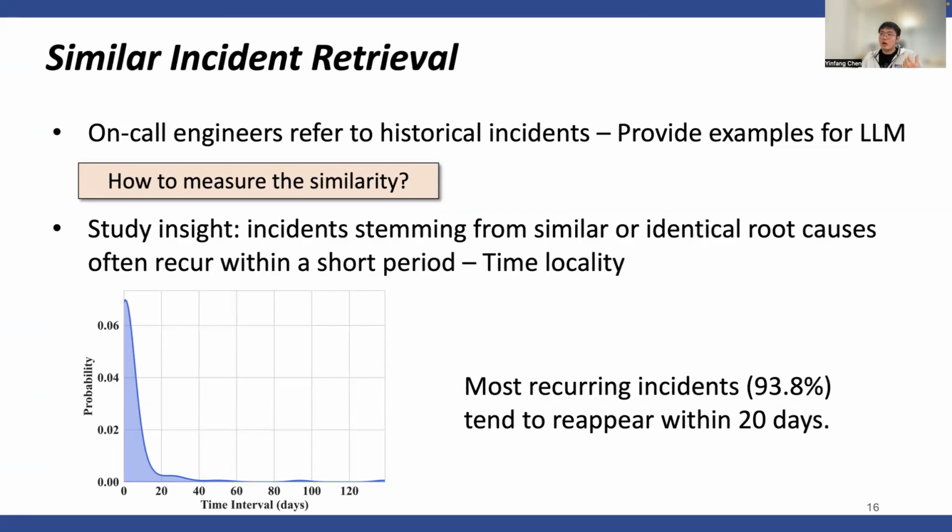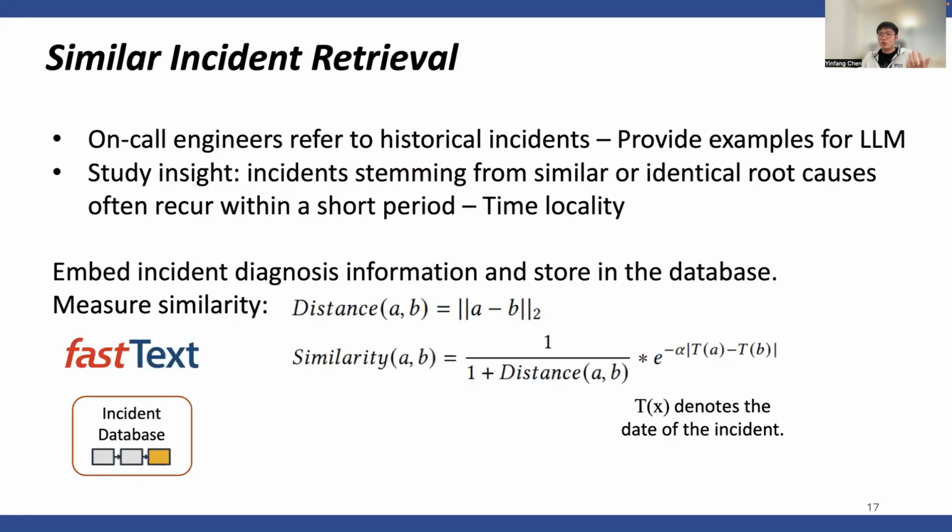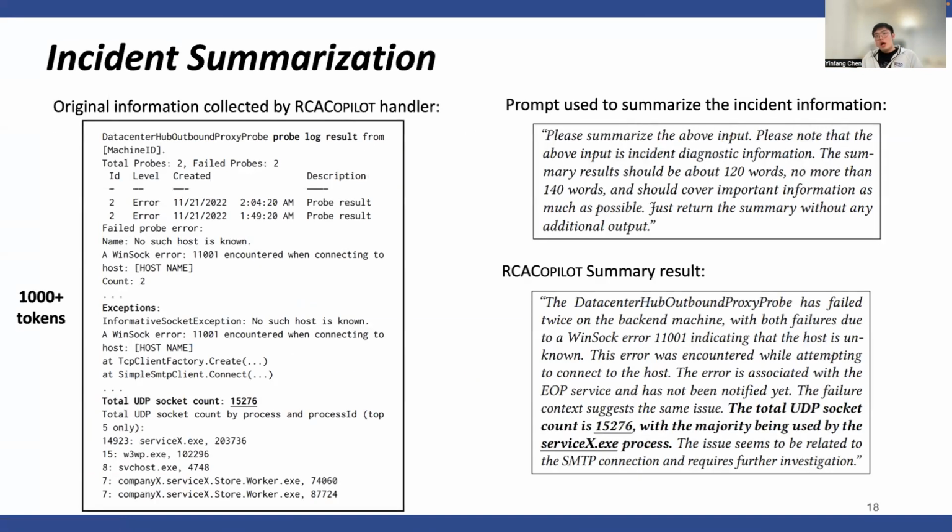So this time locality makes us come up with a new formula. This is the formula we use to calculate the similarity. Basically, we not only calculate the distance between the two embedded incidents in the embedding space, but we also calculate the time, or more specifically the date, of the incidents to calculate the similarity. And also we use FastText to do the embedding and store them in the embedding database. And for the incident summarization, the intuition is the same as the similar incident retrieval.